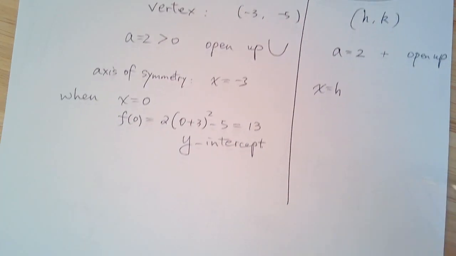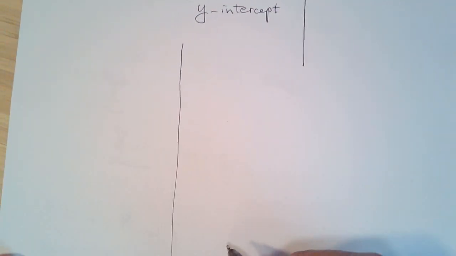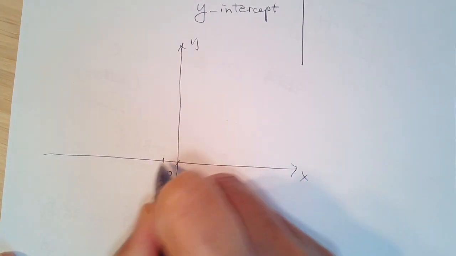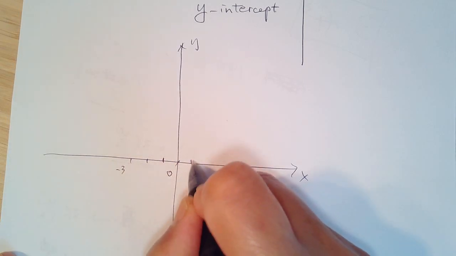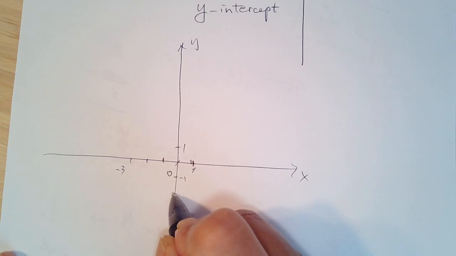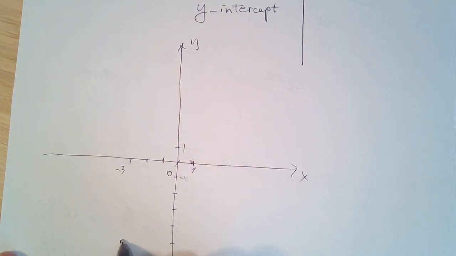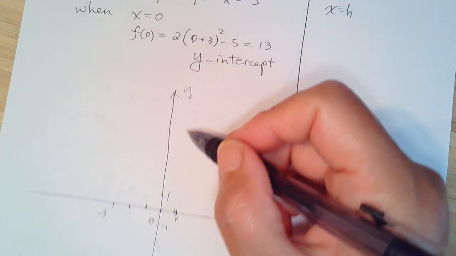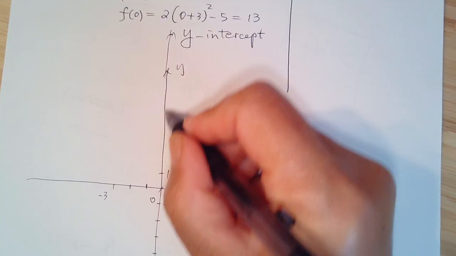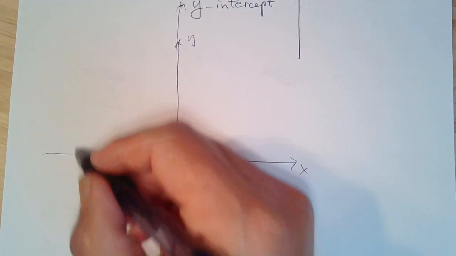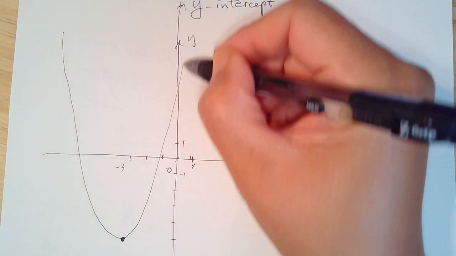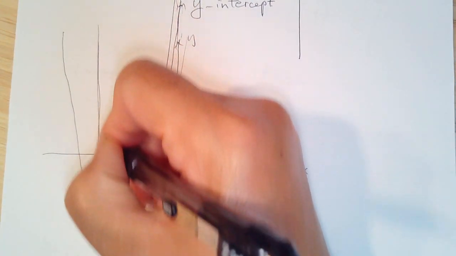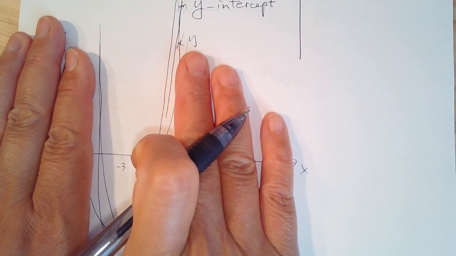Can we graph? Here's x, here's y, here's 0, and I need (-3, -5). So 1, 2, 3, that's -3, and here's -1, 2, 3, 4, 5. So that is my vertex. And I know it opens up because I have a positive a, 2. And where's my y-intercept? It's 13. My goodness, it's way up, because here's 1, 2, 3, 4, 5. It's out of my graph. But anyway, I should be able to graph something that looks like this. It should be very, very high. So that's your graph of this function.